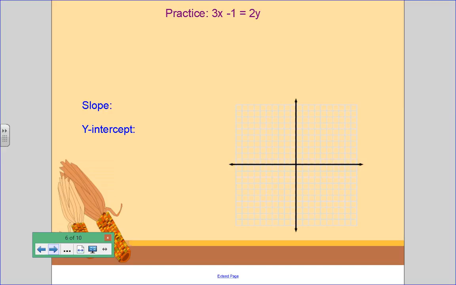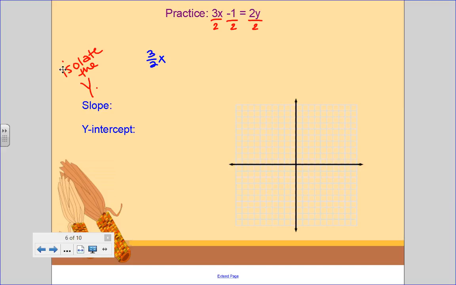Okay, so here's our next example. Now, this equation is not in slope-intercept form yet. So to do that, we need to transform our equation. And really what that's going to require here is isolating the y in our equation. If we can get that y by itself, then we will be putting our equation in slope-intercept form. So to do this, I'm going to need to divide my entire equation through by 2, giving me a 3/2 x minus 1/2 equal to y.